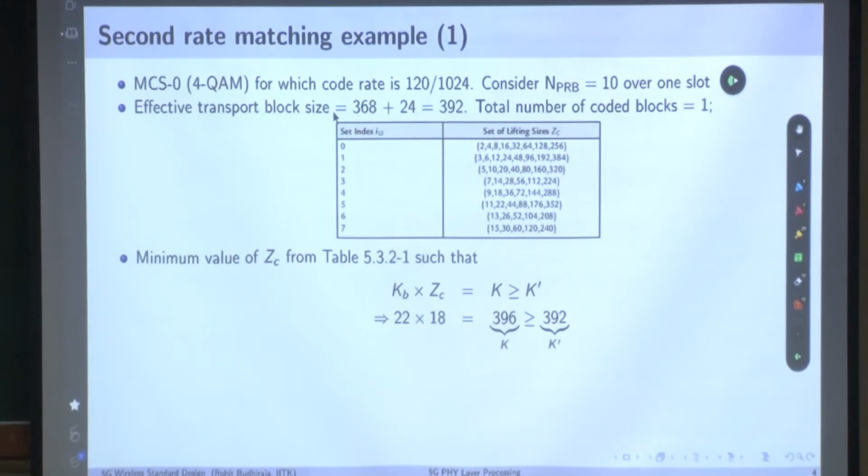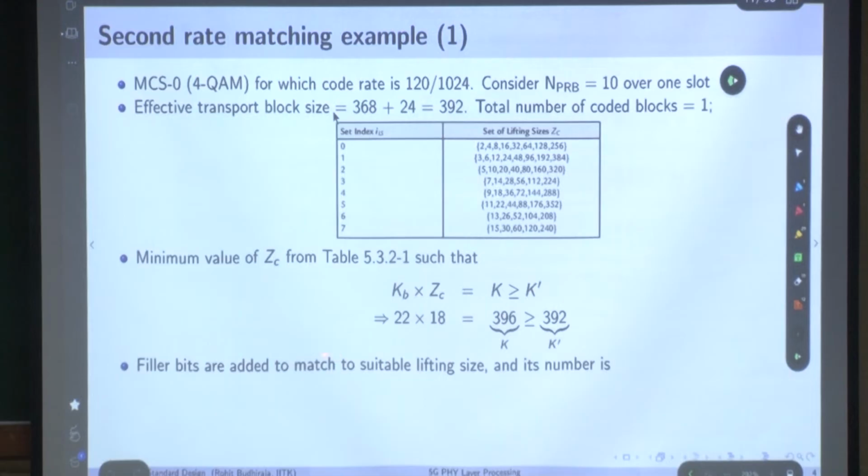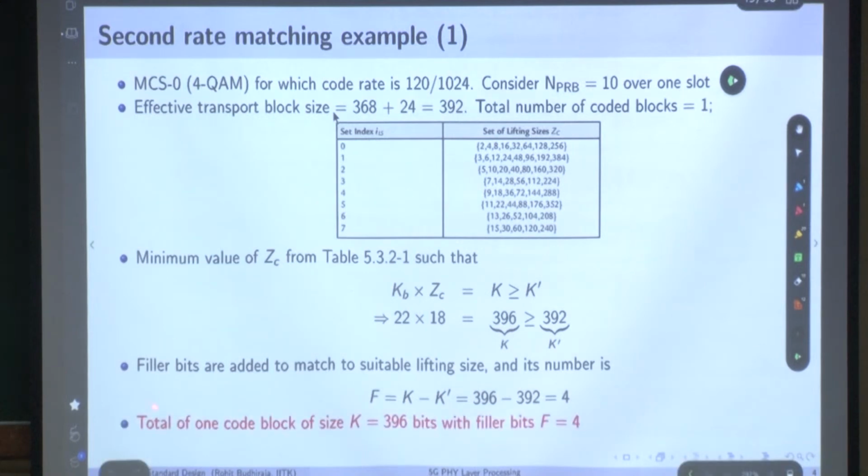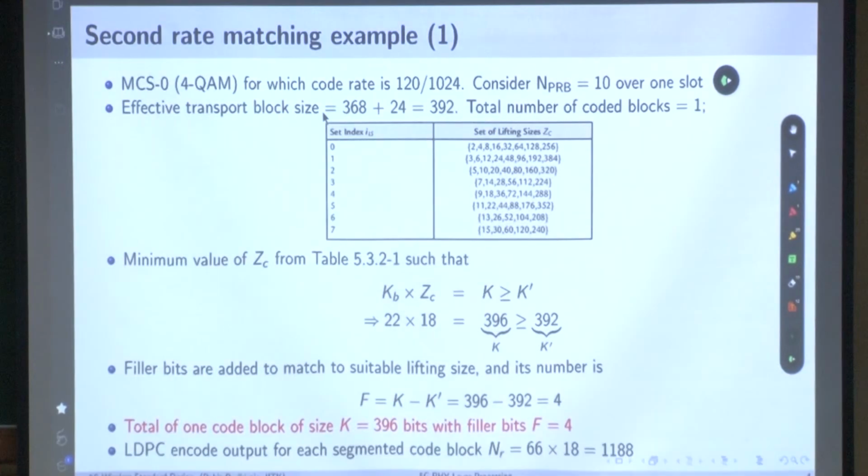Fine. Right. So filler bits are added to match the suitable lifting size, and its number is 4. So what is happening here? Total of one code block. So what is the summary of this segmentation module here? C is equal to 1, which is of size K, which is 396 bits, with filler bits F equal to 4.